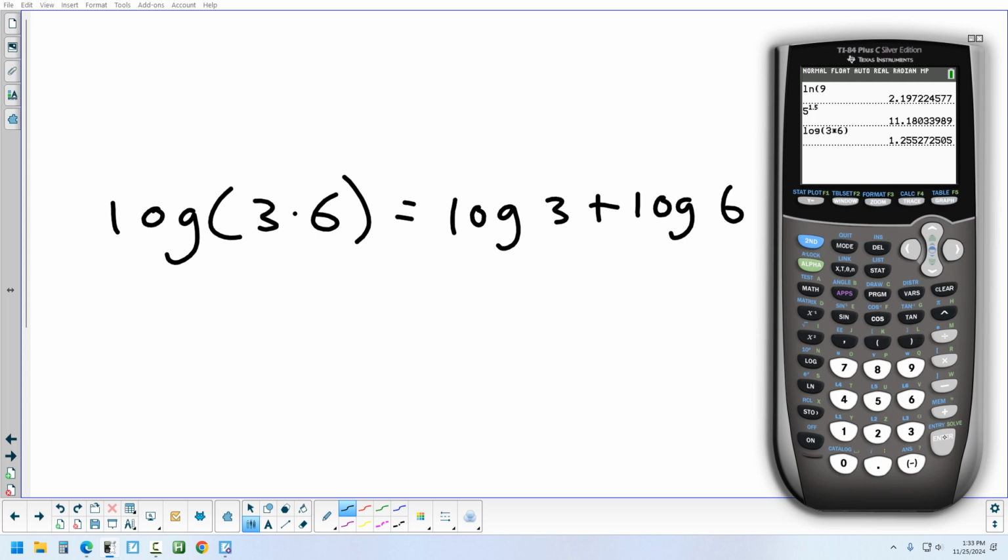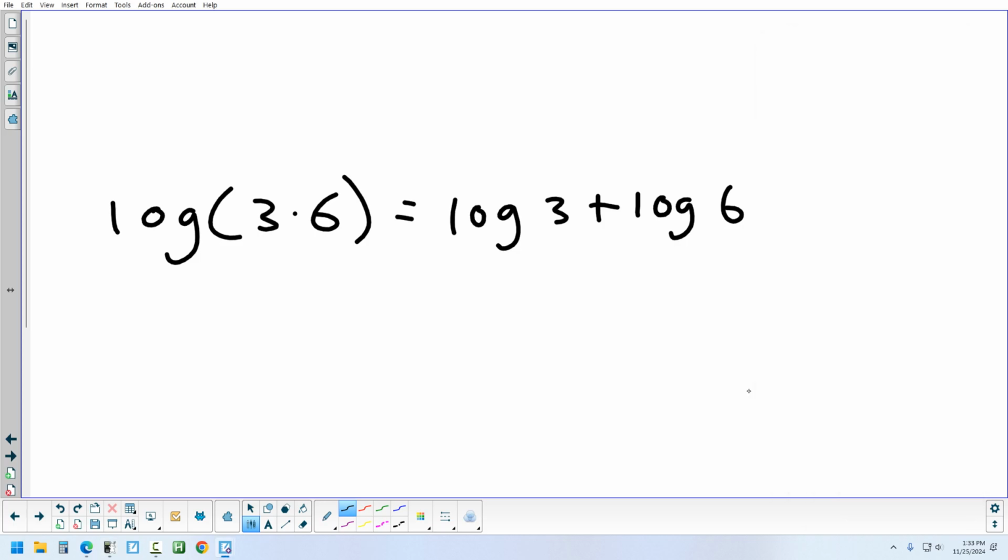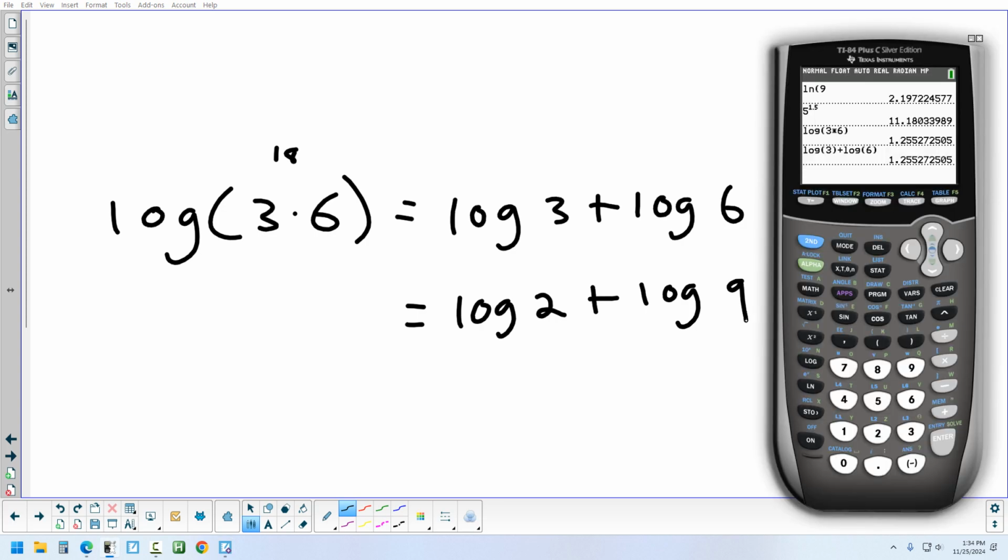Okay, we get that. Now let's try log 3 plus log 6. Did I get the same thing? Yeah, I got the same thing. What is another way, besides 3 times 6, that you can get 18? 2 times 9. Let's try that and see what happens. Log 2 plus log 9. Same thing again.